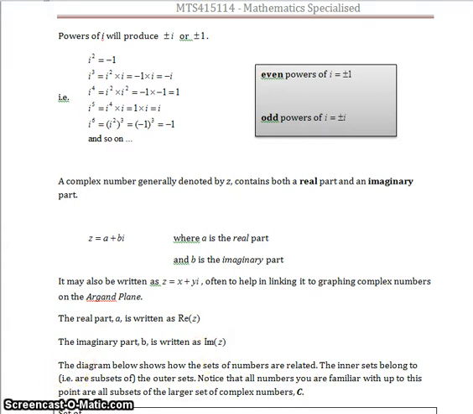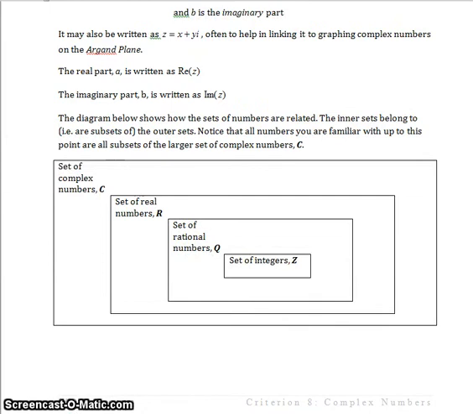Now, scroll down. The diagram that we've got below just shows how the sets of numbers are related. Because complex numbers are composed of real parts and imaginary parts, the set of complex numbers in mathematics really is bigger than the set of real numbers, because the set of real numbers is within the set of complex numbers. A real number itself is a complex number. It just has no imaginary part.